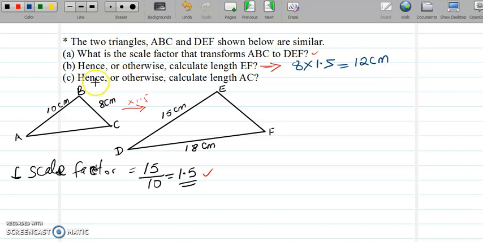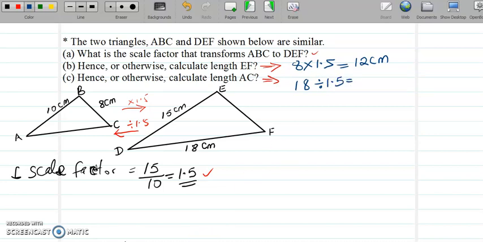Now the last one, hence or otherwise calculate the length AC. Now we want to move from the enlargement to the small side, so we have to divide by the scale factor. We have 18, because these are the corresponding sides, 18 divided by the scale factor 1.5.